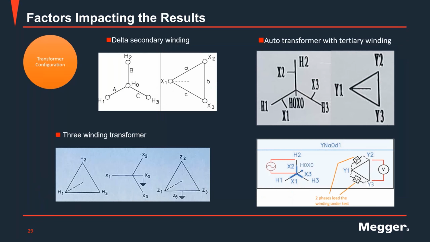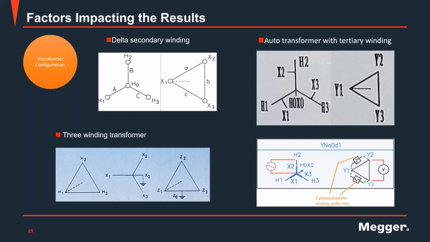And finally, the transformer configuration. When we have a delta secondary, or a transformer with three sets of windings, an autotransformer with a tertiary winding. If you remember, going back to the initial part of the presentation, we said that when we perform the test, it's really important that on the measurement side, my windings are open circuit. If I'm testing with an instrument that is doing single phase excitation and I have a delta secondary, that side where I'm measuring the induced voltage is a delta.